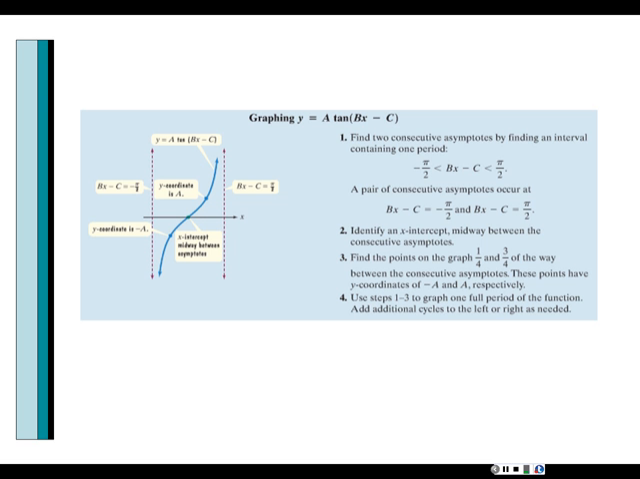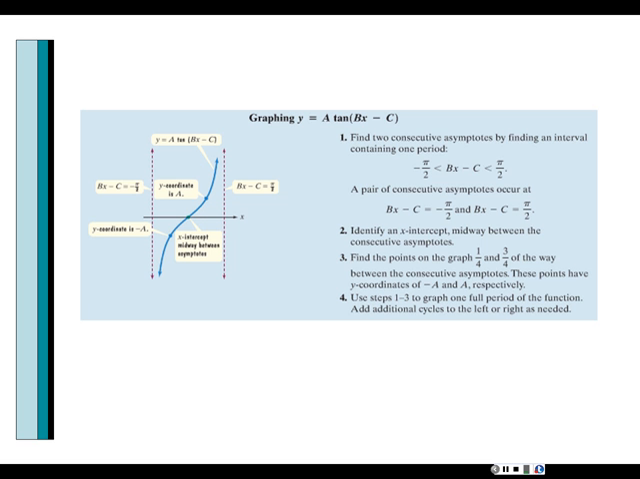Okay. So what we are going to do is assume that bx minus c equals negative pi by 2 and bx minus c equals pi by 2. This is how we find the two asymptotes, and then we identify an x-intercept midway between consecutive asymptotes. This is the midway point between the two asymptotes. Then we find the points on the graph 1 fourth and 3 fourths of the way between consecutive asymptotes, and these points have y coordinates of minus a and plus a.